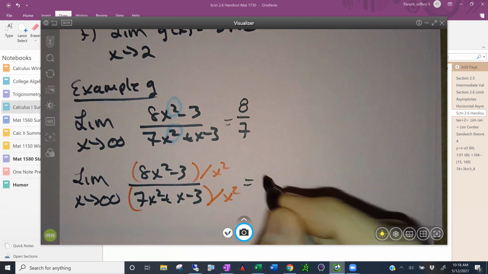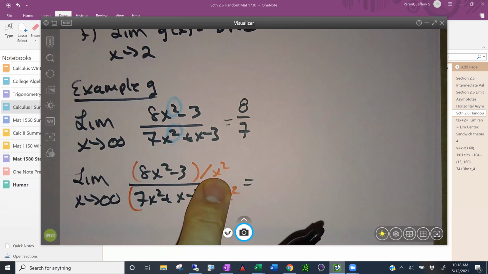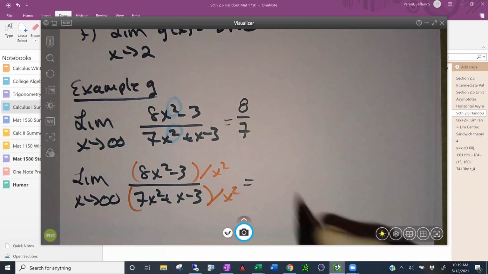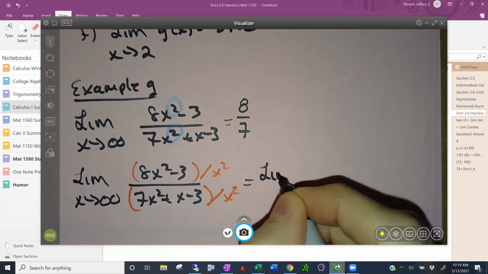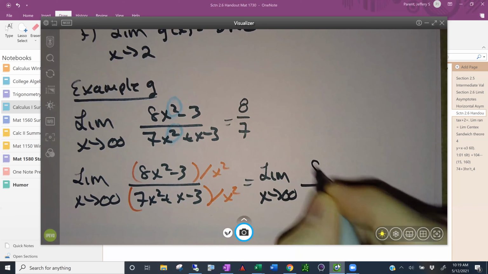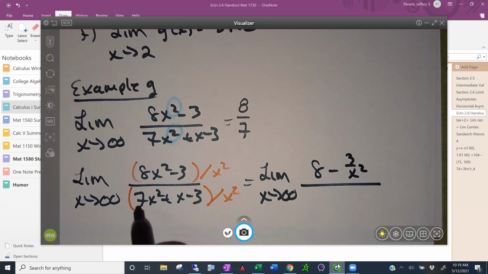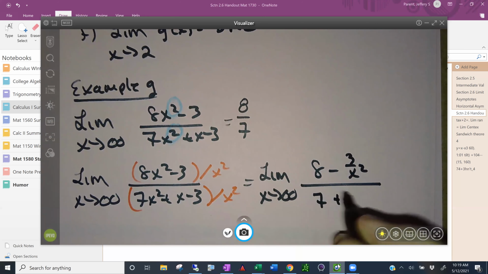How does that change things up? That's going to give me, well, 8x squared divided by x squared gives me 8. So it's going to be the limit as x approaches infinity of 8 minus 3 over x squared, and then 7 plus x over x squared is going to give me 1 over x minus 3 over x squared.